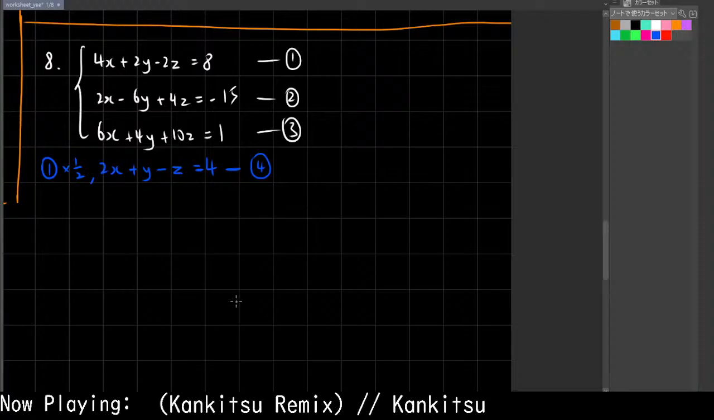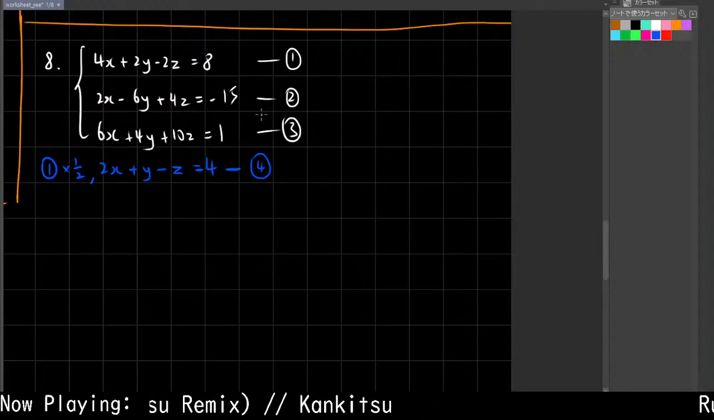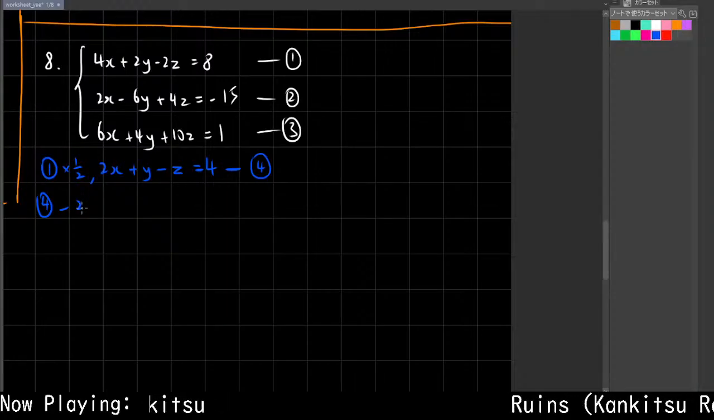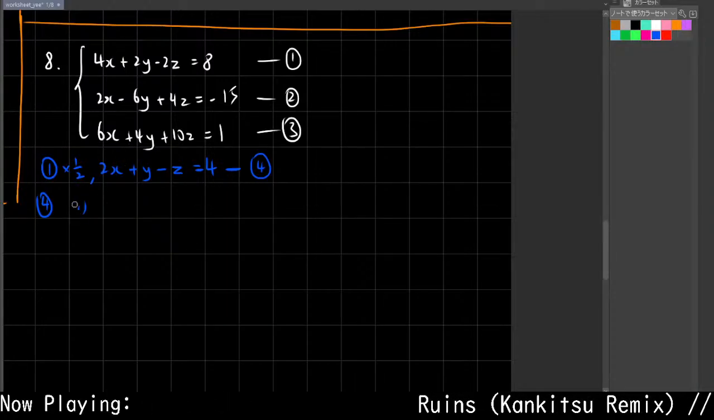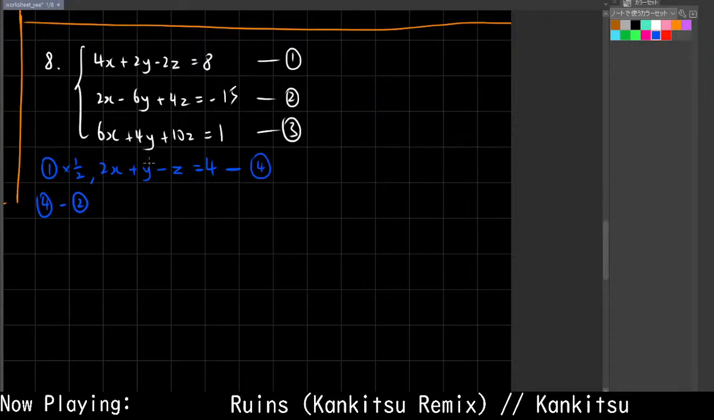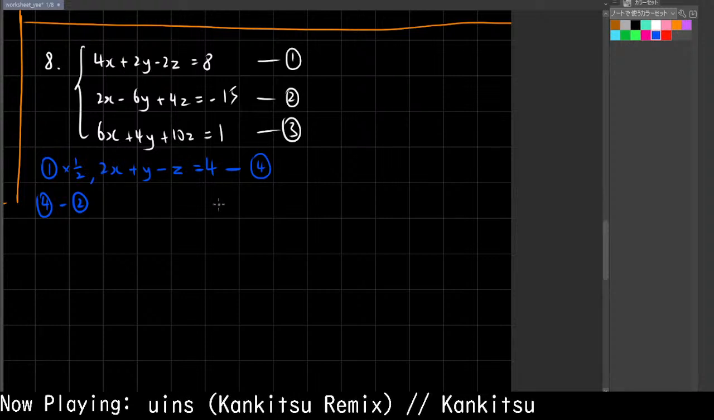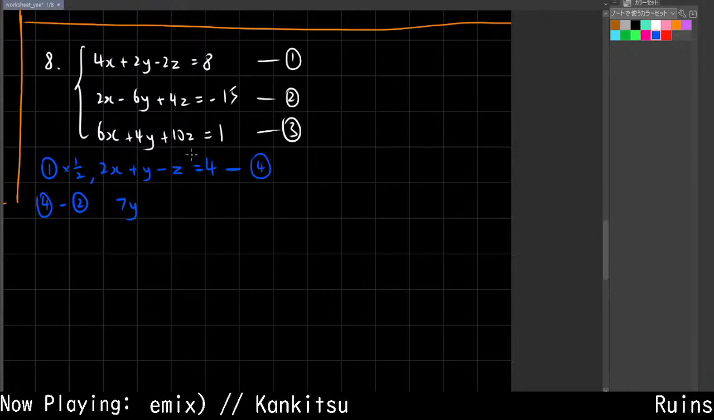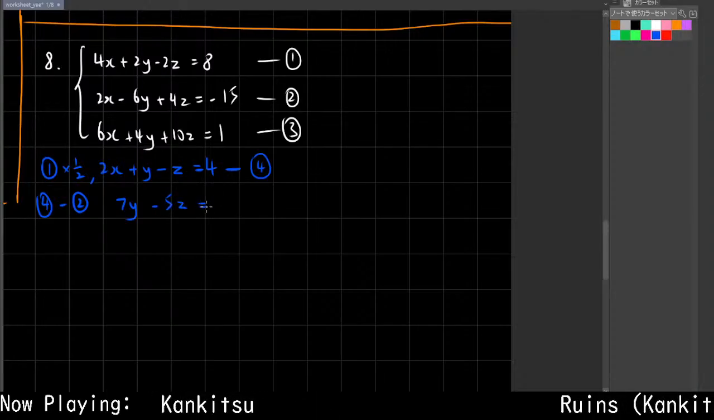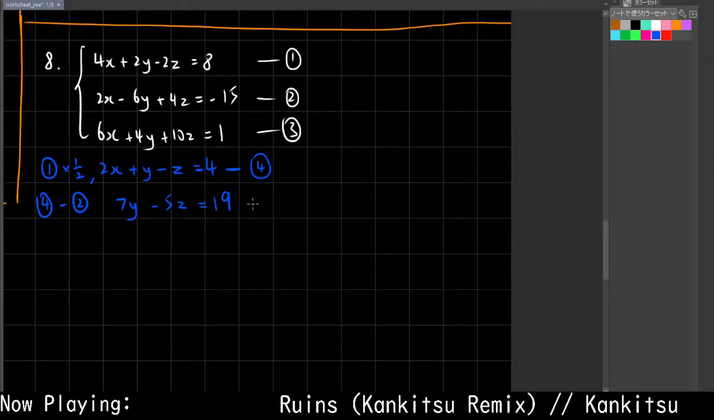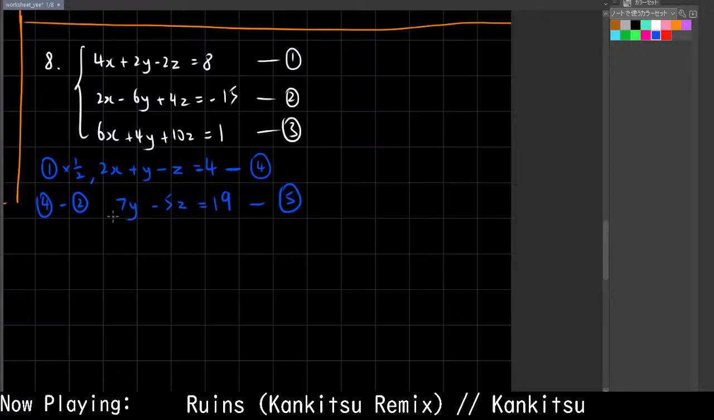So I will take 4 minus my 2. Okay, so 2x minus 2x gone now. Y minus negative 6, minus minus become plus, so I will get 7y. Negative z minus 4z, so I get negative 5z equals to 4 minus negative 15, I will get 19. Okay, yeah. This is my equation 5.